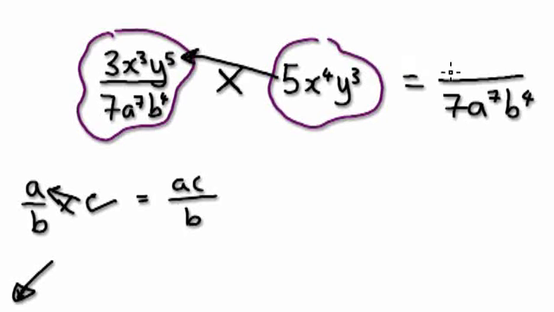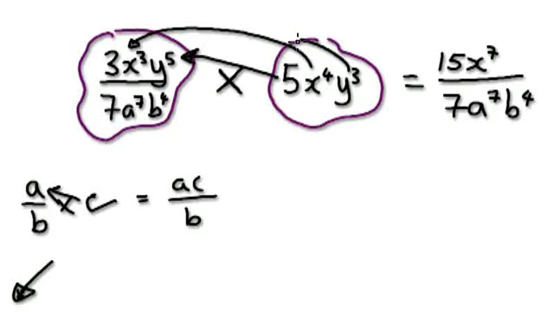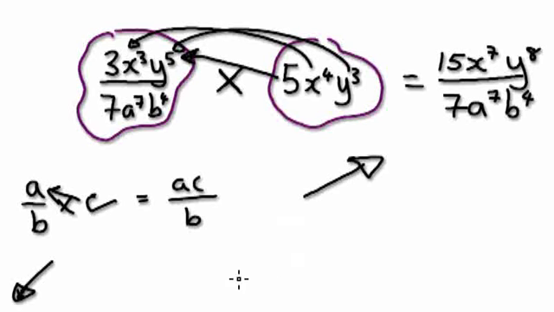So 5 times 3, the numbers merge together, so that's 15. And then the x merges with the x. So here we've got x to the power of 4 times x to the power of 3. So that's x to the power of 7. Okay? And then y to the power of 3 times y to the power of 4. So that'd be y to the power of 7. Okay? It doesn't matter if you get this one wrong, but it's okay. Alright?